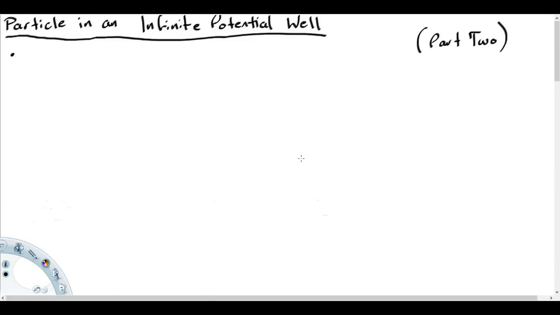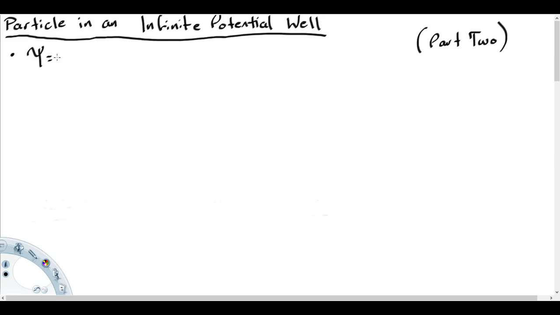Alright, so this is part 2, or a continuation, of my previous video that was titled Particle in an Infinite Potential Well, and then the energy was in parentheses. In that problem I was solving for a particle bounded in a region between 0 and A, with infinite potential on either side of it. So that was the infinite potential well. This is a continuation of that.